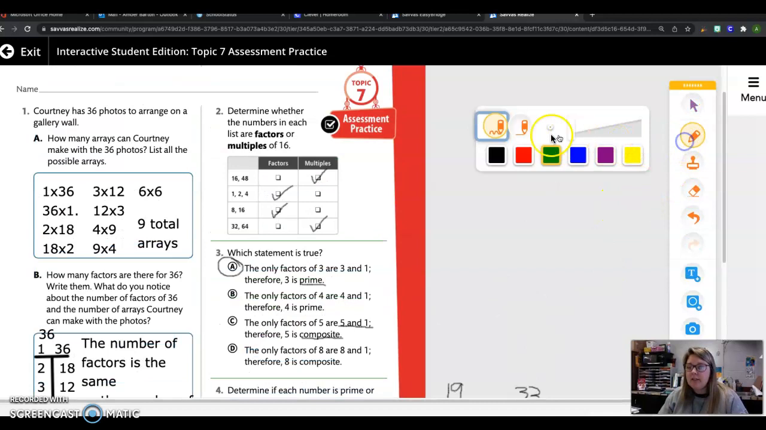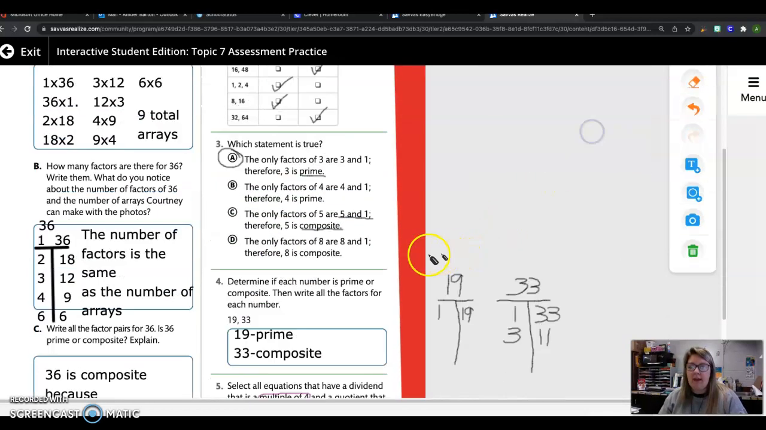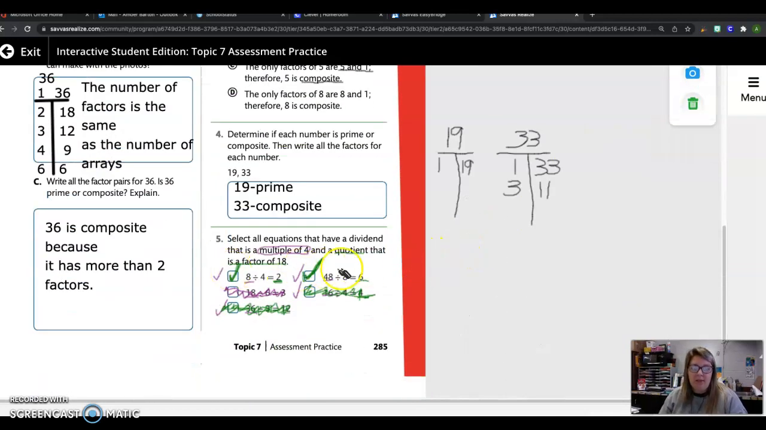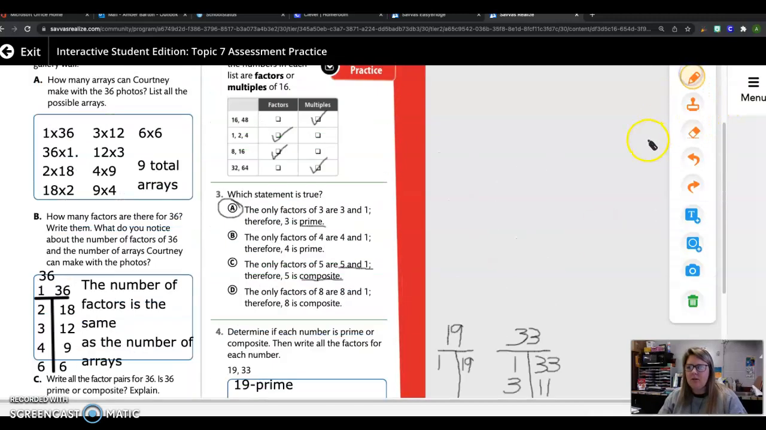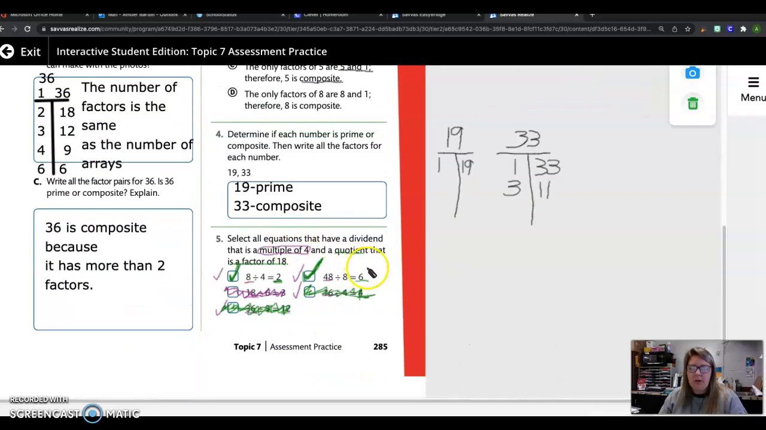So the only 2 equations that you should have circled would be these first 2 right here.